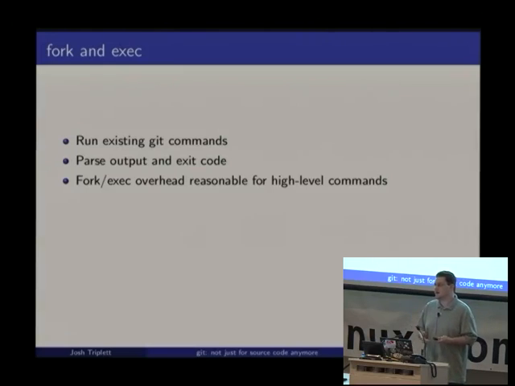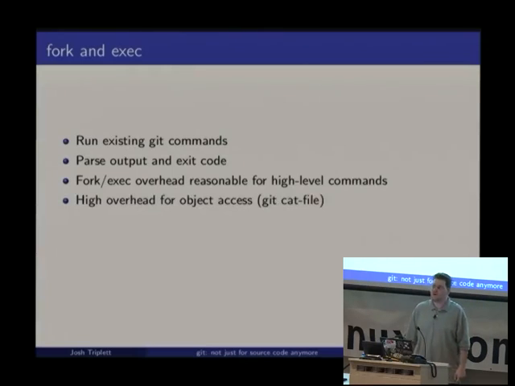So if you're running something like clone or push or pull, or even something like checkout, the number of operations you're doing inside that command are so many and so high overhead, or they're blocked on the network or the disk, that the overhead of doing fork and exec is really not that important.